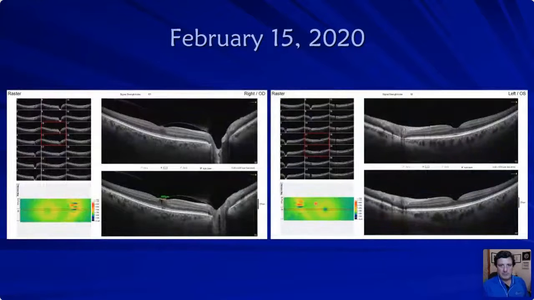All right, and this was February 15th, 2020. Again, you can go down here and measure it. You can see 495 microns, focal. We want to watch that a little closer on this patient. We take a look at the other eye. Looks like she has a pseudo hole. It's a little distorted, a little heaping up, no loss of tissue.